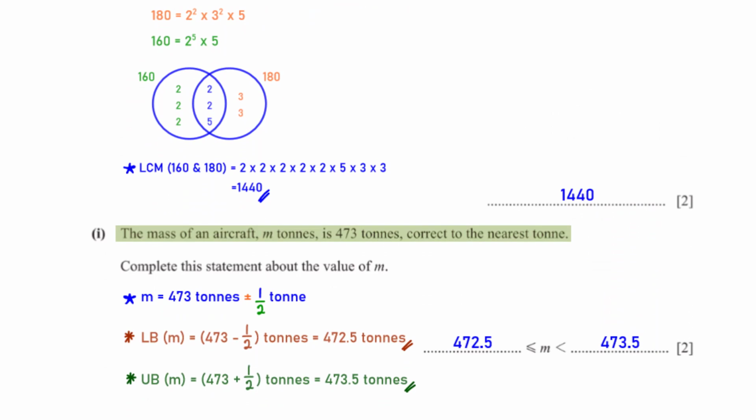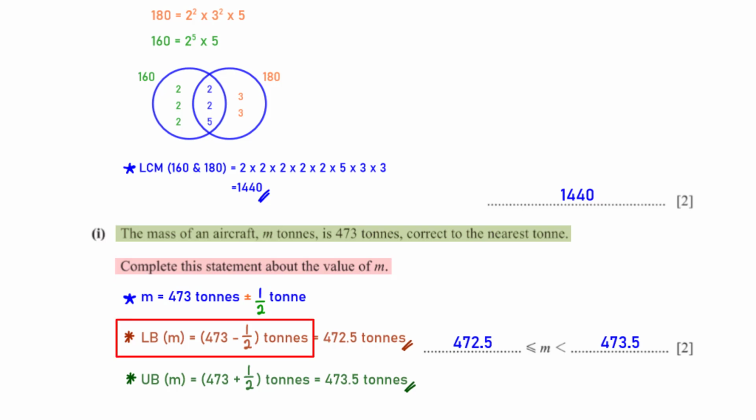The mass of an aircraft, M tons, is 473 tons, correct to the nearest ton. Complete the statement about the value of M. To correct M to the nearest ton, we have 473 tons. Then we bring in plus and minus 1 ton. Then we divide 1 ton by 2.